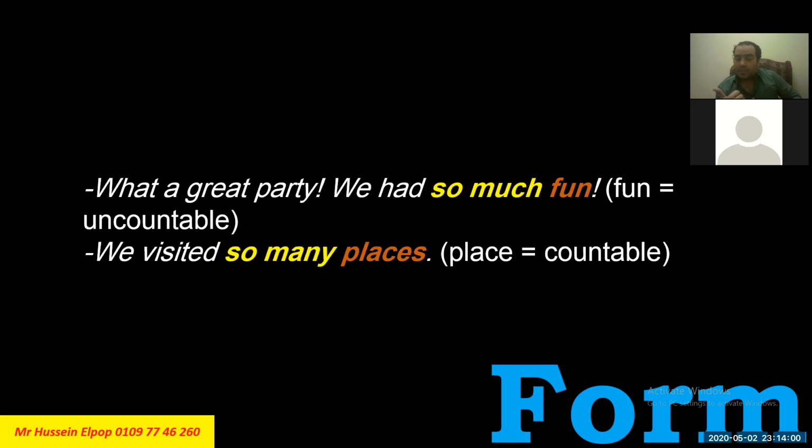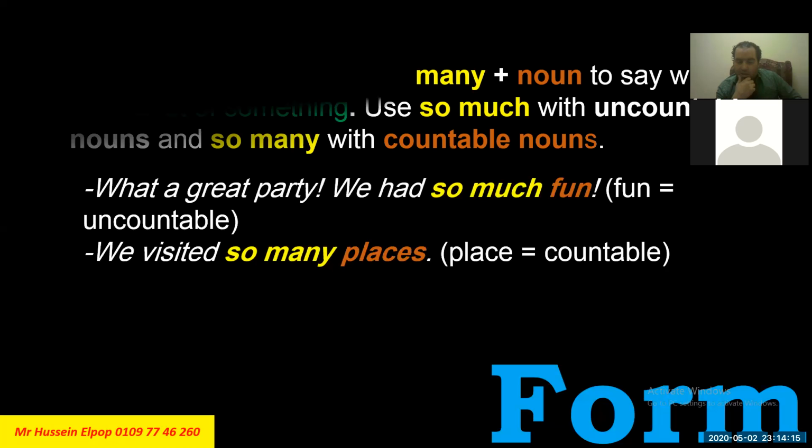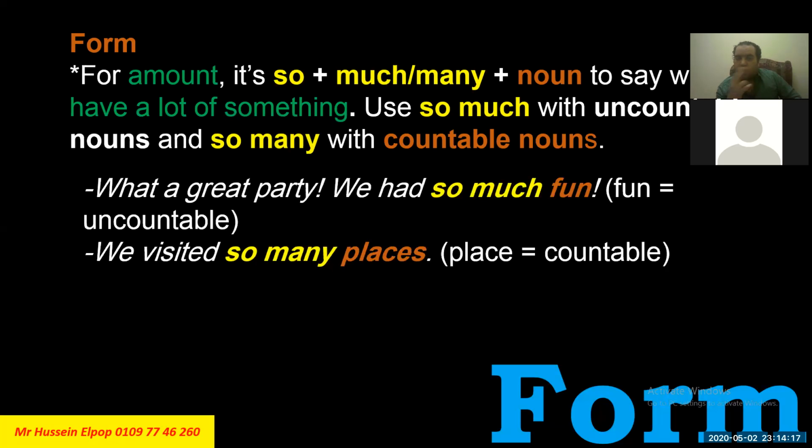So here, what a great party. We had so much fun. As you said, because fun is an uncountable noun, we use so much. We can't use so many. On the contrary, we use so many places. Places is countable, that's why we used so many. So this is the explanation: we use so much or so many plus a noun, but this noun differs, whether it's countable or uncountable, according to what we have just said.